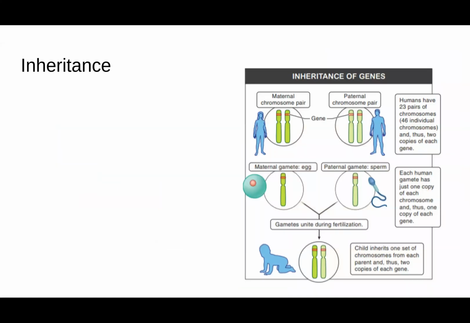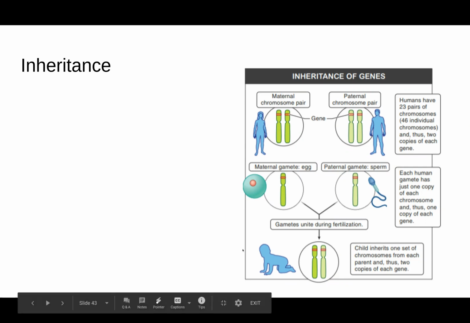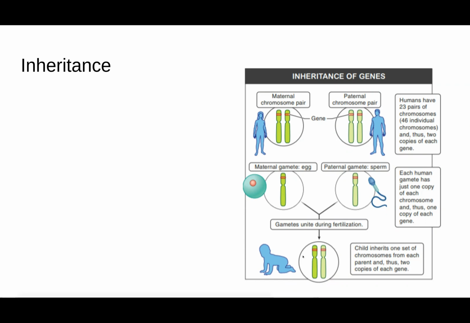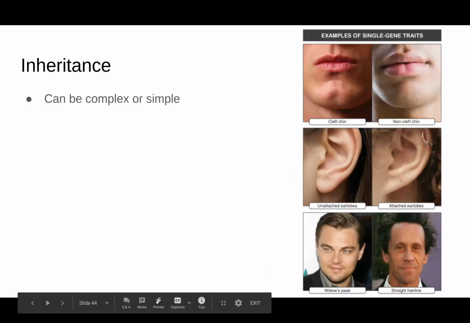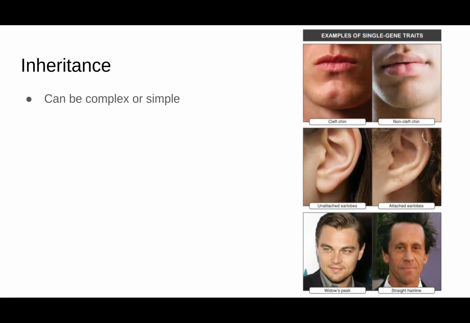Remember, the idea is that we start off with maternal chromosomes and paternal chromosomes. Gametes have half the amount of DNA from mom and dad, and those gametes fuse during fertilization to give you a child that has half the chromosomes from mom and half the chromosomes from dad. So that's just the flow: parents make sperm and egg, which makes a kid. And inheritance is sort of a mixed bag.